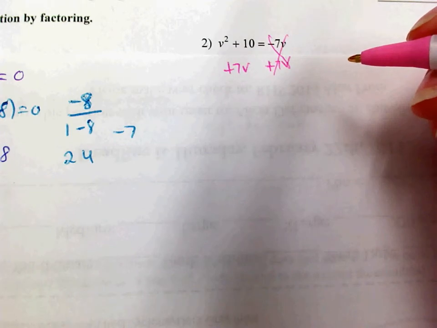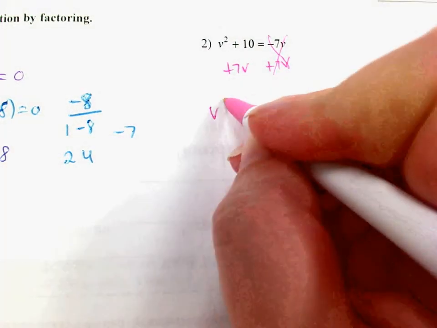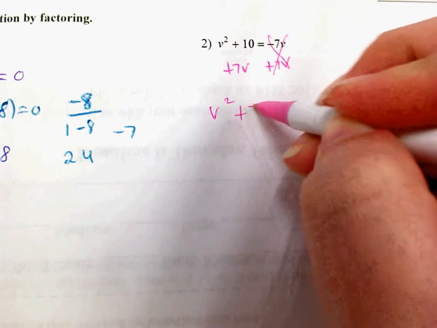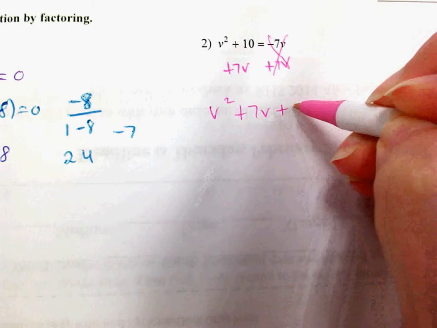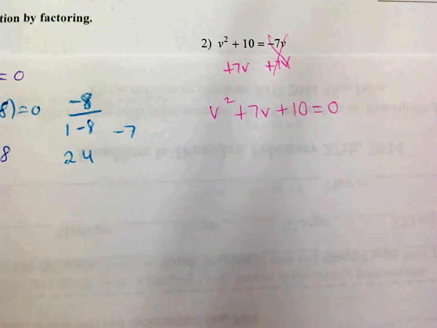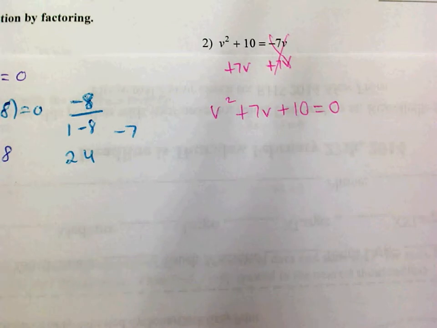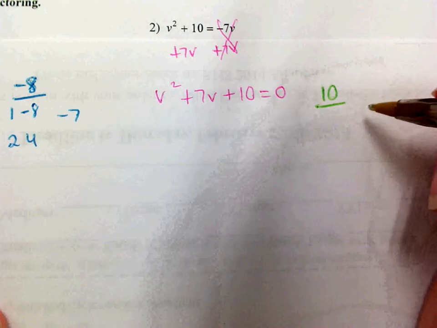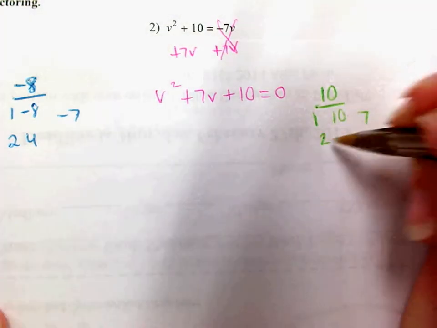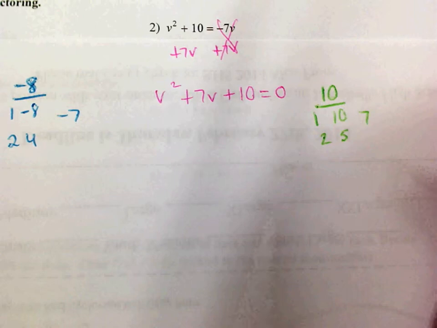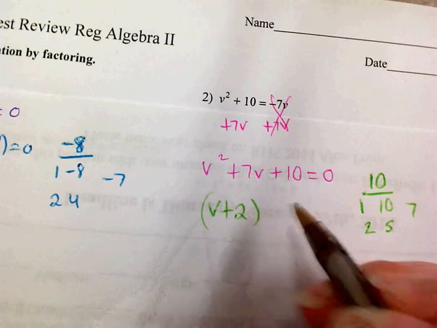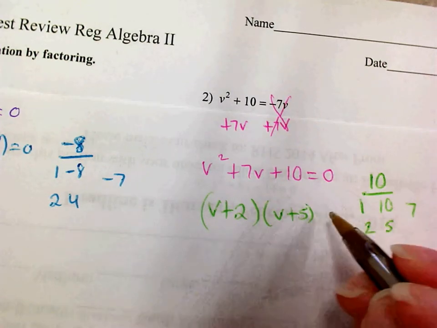Guys. So v squared, what? Plus 7v plus 10 equals 0. And then I want to what? Find the factors of 10 that add up to 7? The only factors of 10 are 1 and 10 and 2 and 5. Something in 2 and 5, are they both positive or both negative? Both positive. So I'm going to say v plus 2 and v plus 5 equals 0, yeah?